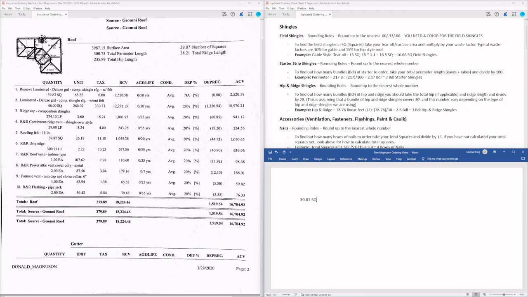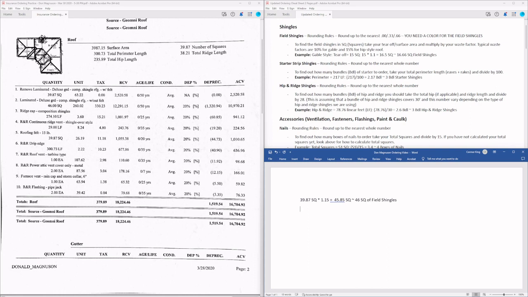So we're going to do 39.87 squares times 1.15, which, let me grab my calculator, is going to get us 45.85. And then if we notice in the rounding rules, it says round up to the nearest 0.00, 0.33, or 0.66. So we're going to round this up to 46 squares of field shingles.